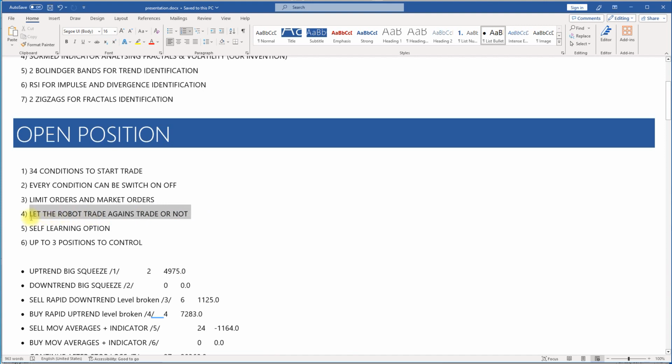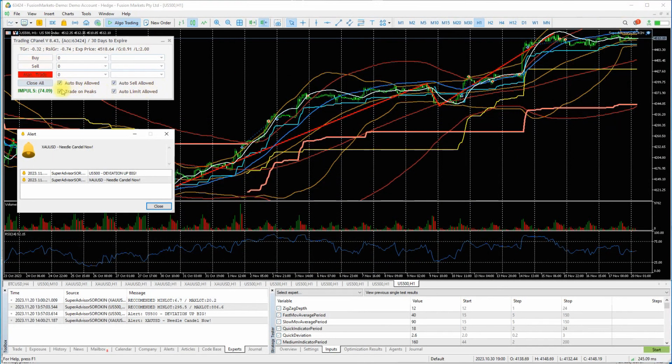There you can also let the robot trade against the trend. For example, if the trend is going up, you can let the robot trade against it. When you switch to semi-automatic or automatic mode, you can tick there and let the robot use long or short, both, or only short, only long, trying to recognize the peaks, and also use limit orders.